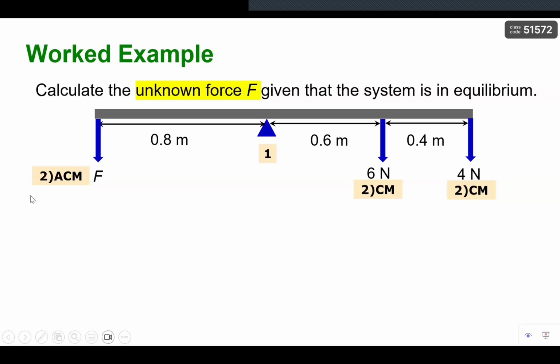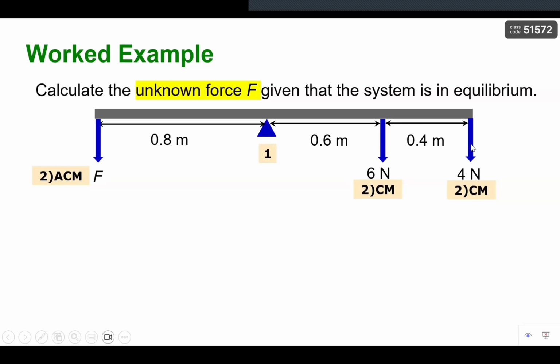Then I move on to my step 3, which is mentally, I need to think of the perpendicular distance. So for this force, the perpendicular distance is 0.8. For 6 Newton, the perpendicular distance is 0.6. And for 4 Newtons, the perpendicular distance is all the way to the pivot, so it's 1 meter.